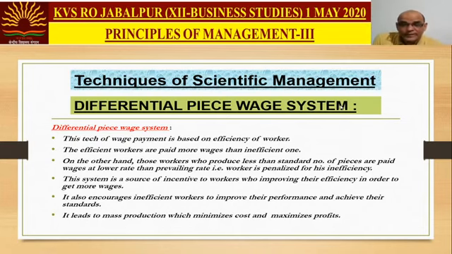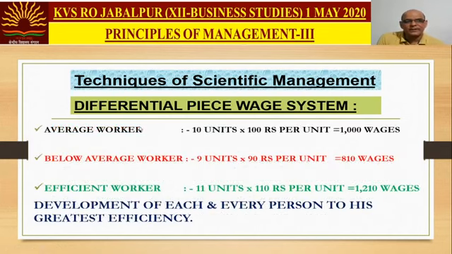Dear students, always remember, when a question related to the differential piecewise system comes in your exam, you have to give a numerical example. It is very necessary, a must. So let us see an example. For example, in our organization, there is a standard policy that a worker who is producing 10 units in a day will be counted as an average worker, and he will be paid at the rate of 100 rupees per unit. So in that way, his daily wages will be rupees 1000.